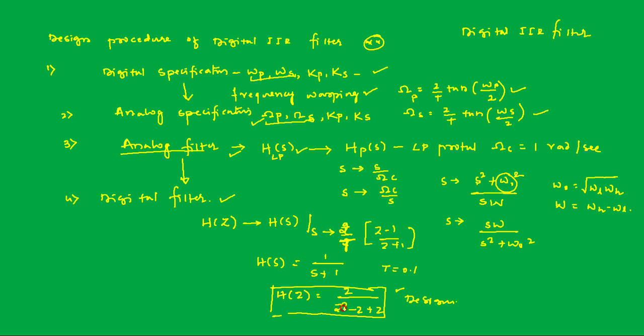Right? So in the next class we'll discuss one or two examples where we understand how to design the digital IIR filter. Is that clear? Okay. Thank you.